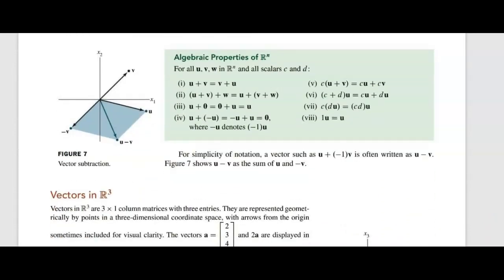All right, here's all the algebraic properties listed out for you. I'm not going to go over them all. They're pretty self-explanatory. They're just normal algebraic properties that we've always used. So things like commutative, associative, a zero property. So you can take note of these and know that the things we normally do in algebra, we can do with vectors.